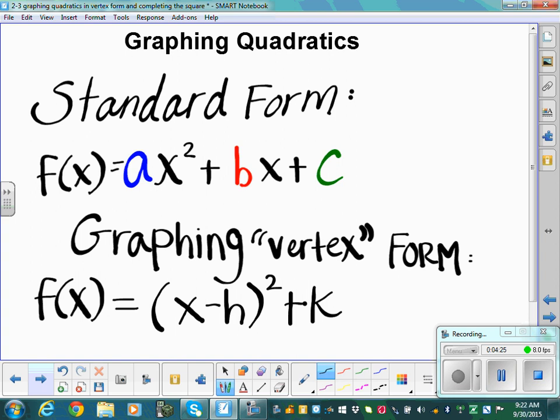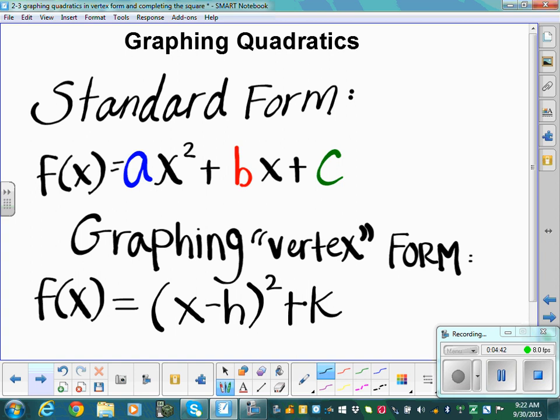We found the zeros, right? We were able to find the zeros using the quadratic formula. We could find the minimum using our calculator, right? Minimum or maximum, we were able to graph. Well, today we're going to learn how to graph these in vertex form. And it's actually way easier. And that's what we're going to be doing.